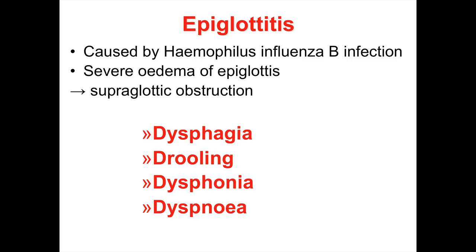So dysphagia being difficult swallowing, drooling due to the painful epiglottis, dysphonia causing a soft, muffled voice, and dyspnea due to the supraglottic obstruction.